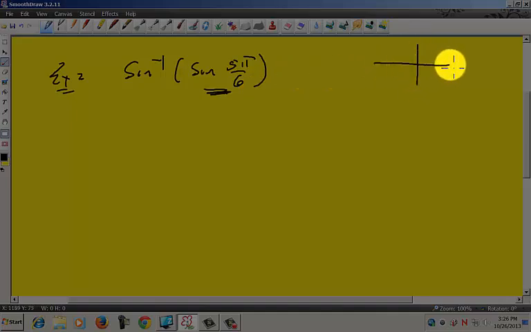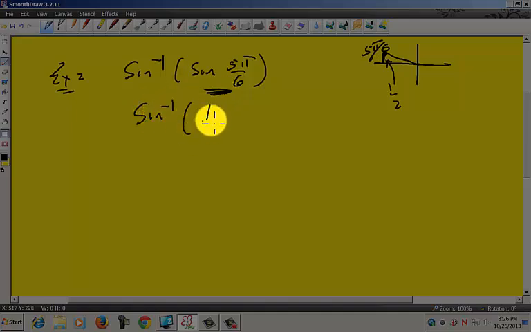Let's go take it to the unit circle. Okay, 5 pi over 6 is there. That's my 5 pi over 6, and that's my sine. So that's going to be 1/2. Okay, so this turns into 1/2.